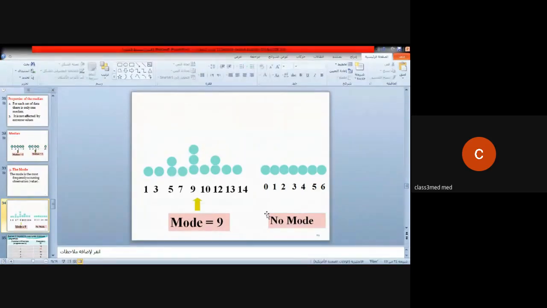In the second set of observations, there is only one of each, so there is no mode, which means that a data set does not necessarily have a mode value. But each data set should have a mean and a median, but not necessarily a mode.